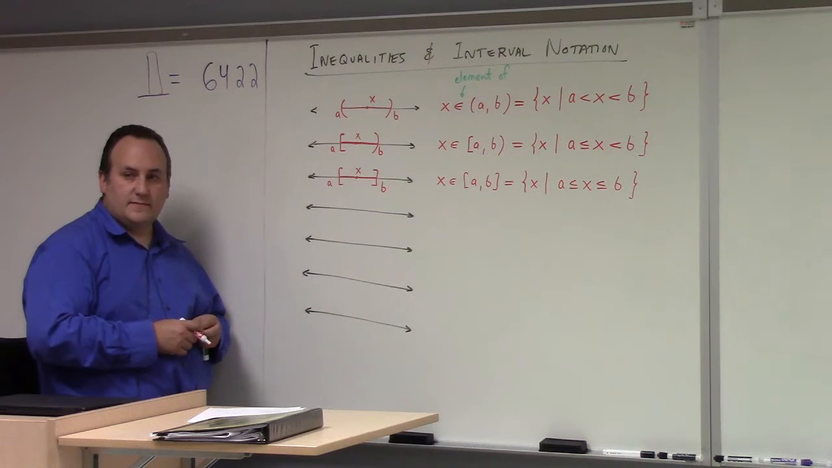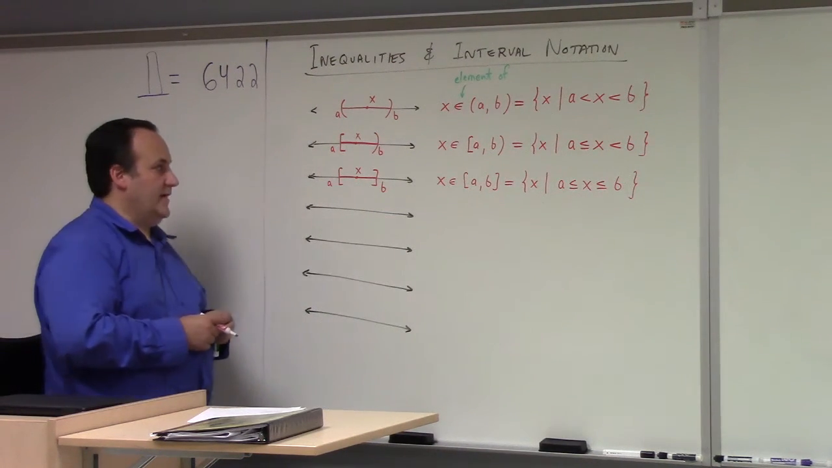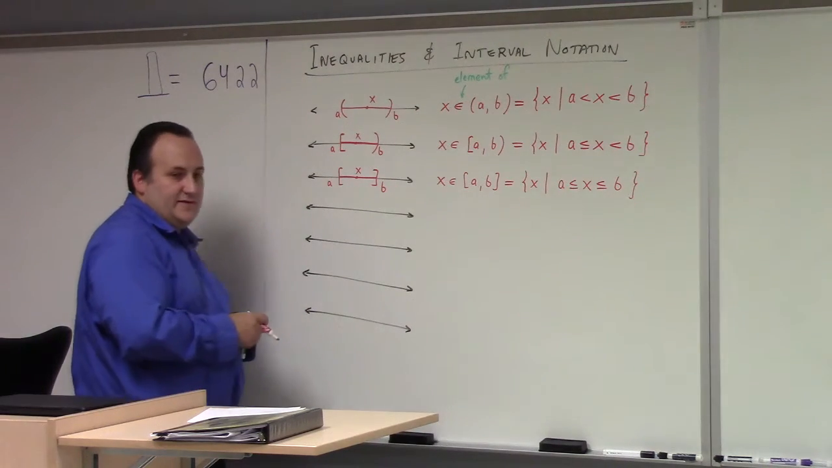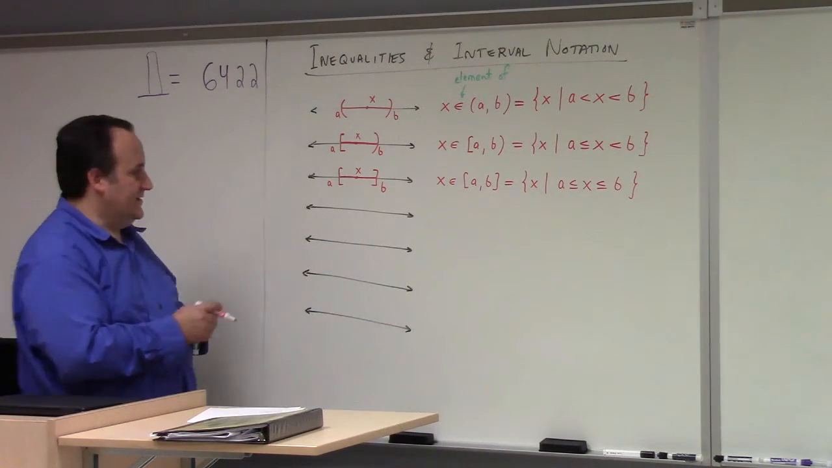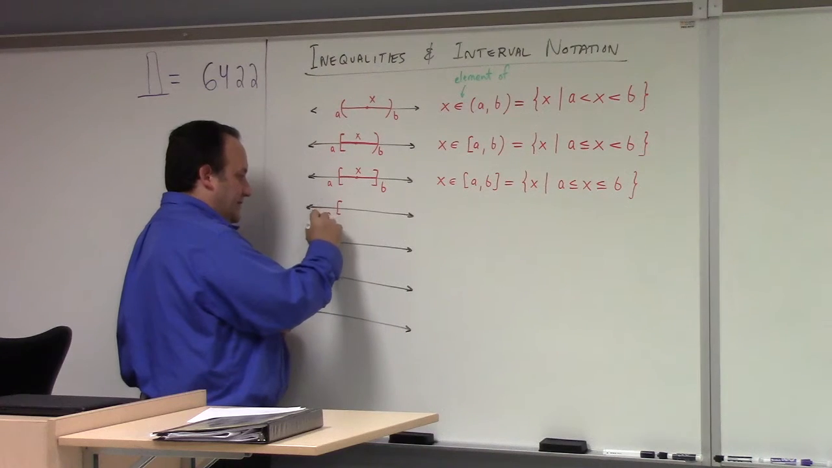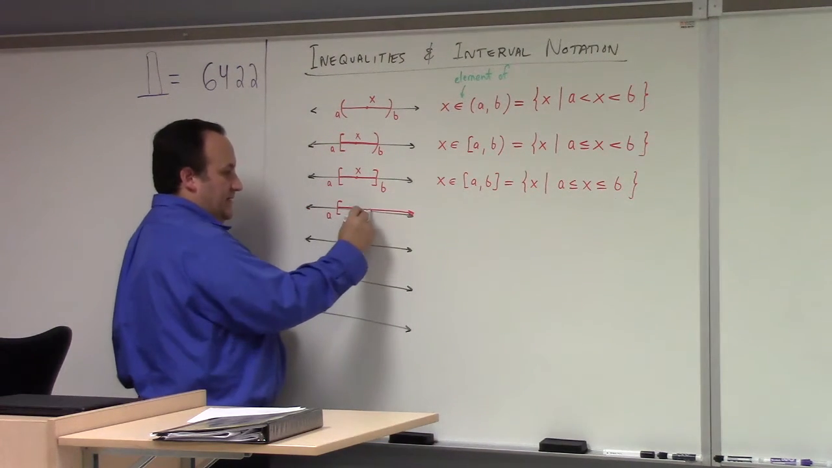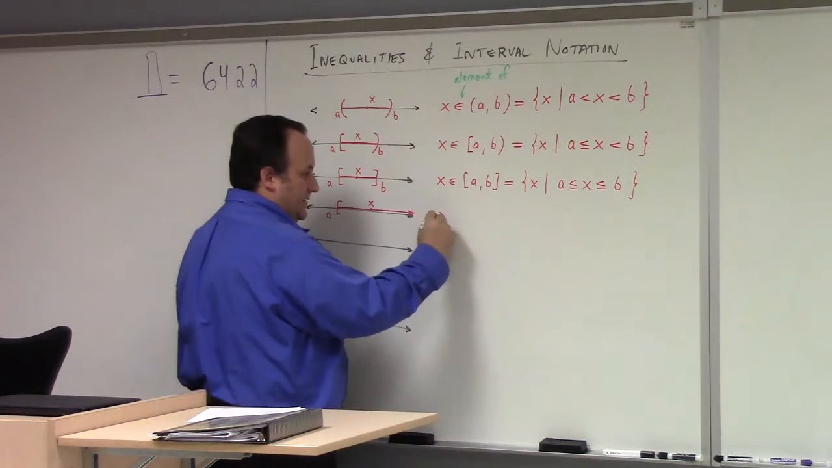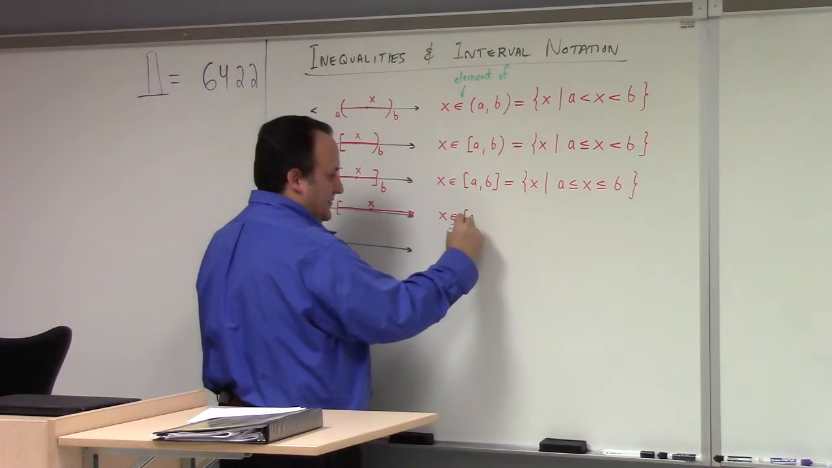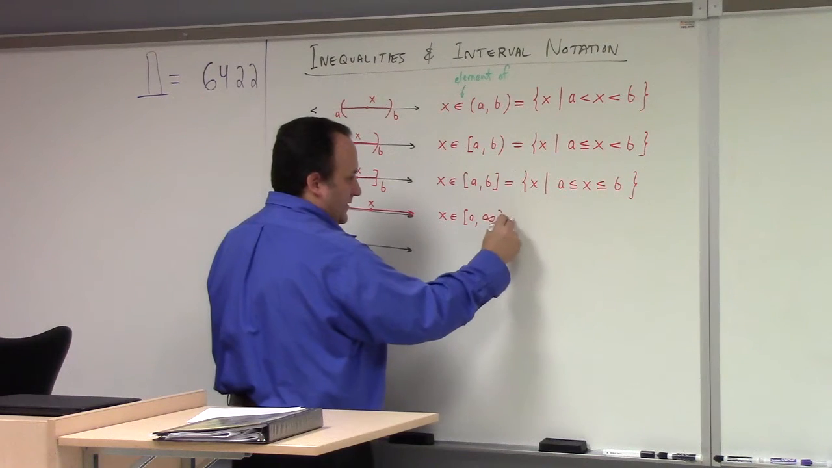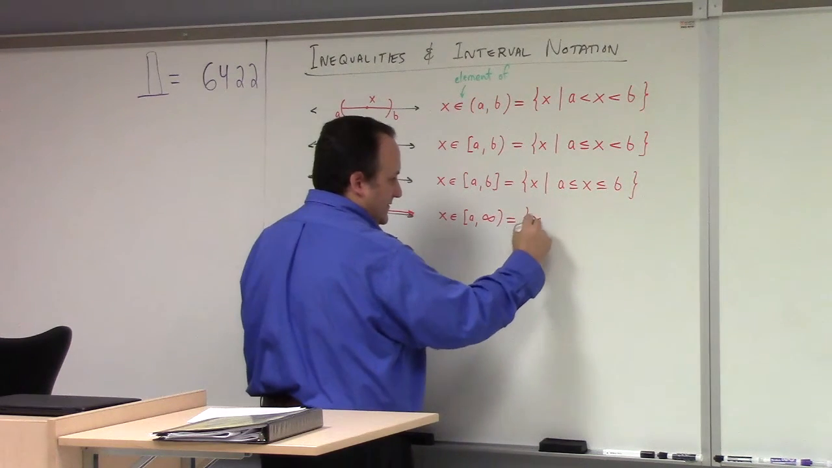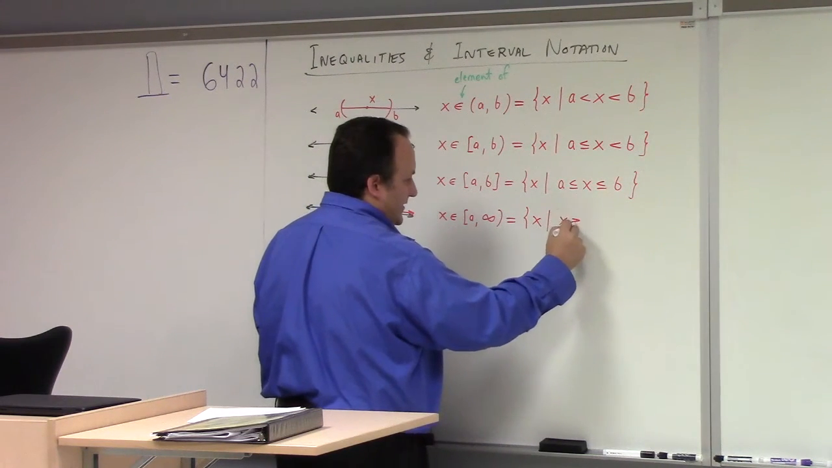What else could we do? Ideas? A to infinity. All right. You want to include a or exclude it? Include it. All right. So a to infinity would look something like this on the number line, right? So that would be x in here. X would be an element of a included to infinity. That is the set x such that x is greater than or equal to a.